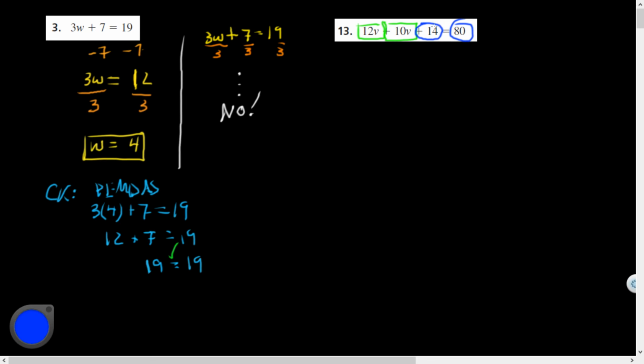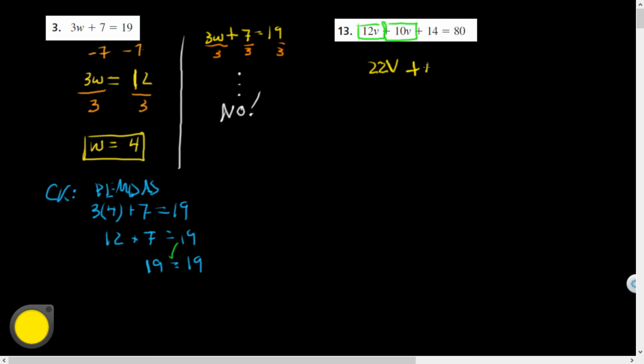Because they're on the opposite sides of the equal sign. So I can't just combine them. I can move one eventually and combine it later, but right now in that state, I'm not able to do that. So 12v plus 10v is a total of 22 v's.